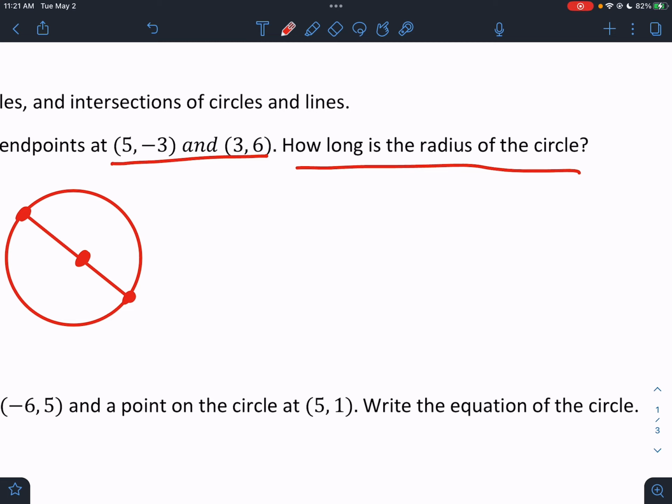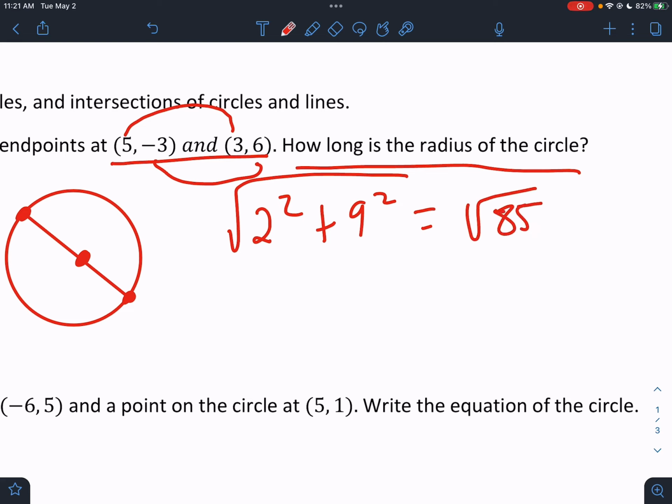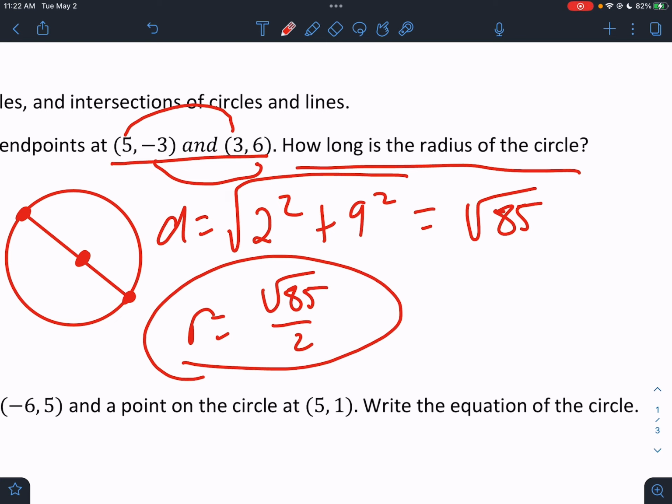So distance formula, we talked about this earlier. 5 to 3 would be 2, we square it. Negative 3 to 6 would be 9, we square it. And it would be the square root of that. That would be 4 plus 81, that's the square root of 85. That's the entire diameter. So the radius would be that number divided by 2. So there's the answer to this question.